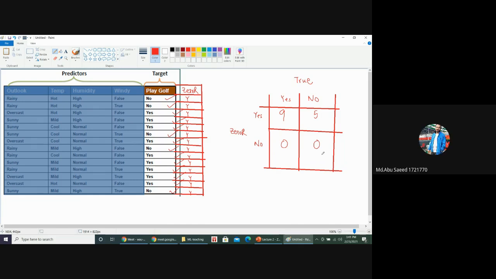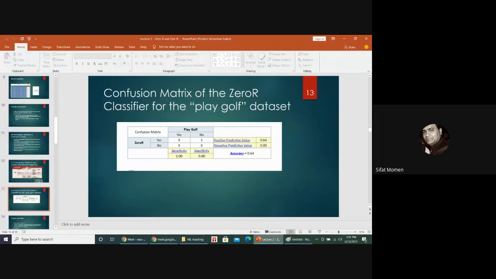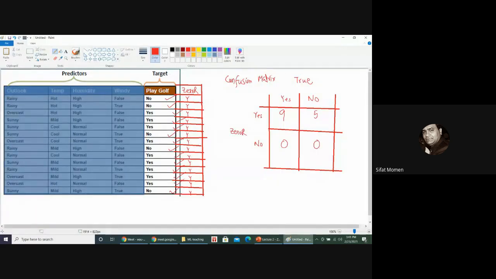Yes, sir. So what you have over here is a confusion matrix of the ZeroR classifier. Clear? If you see over here, that's exactly what we drew. This one is drawn in a slightly more complicated way, but this is the basic thing. Okay? Yes, no, yes, no. This is 9, 5. This is 0, 0. That's important. Is that clear? So far so good. Yes, sir.